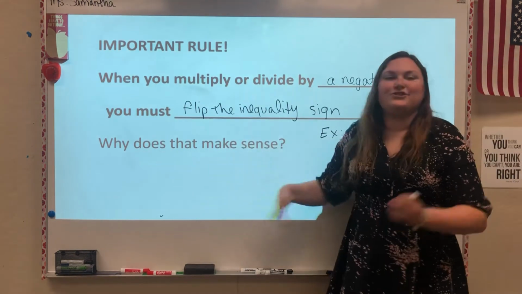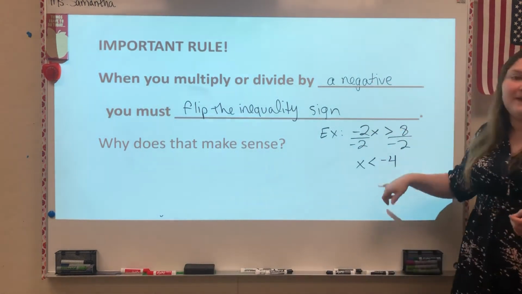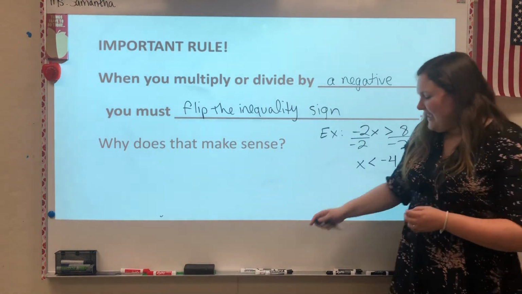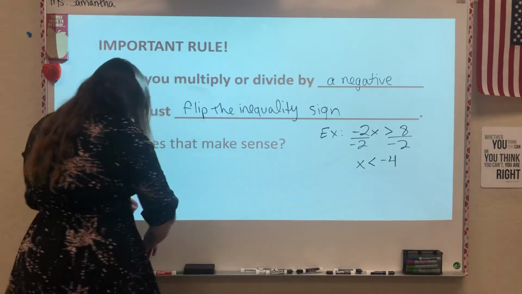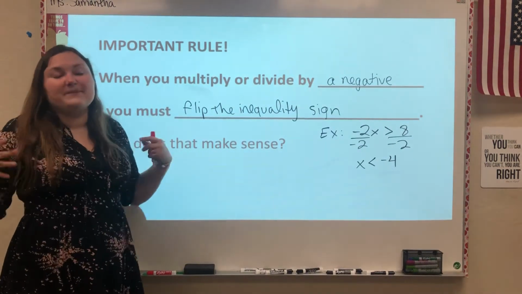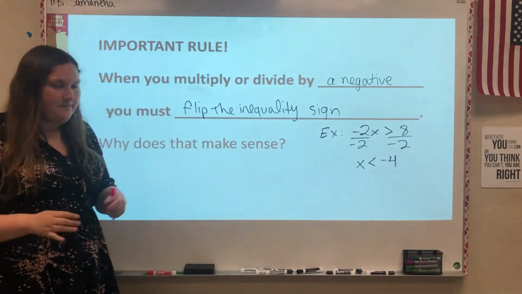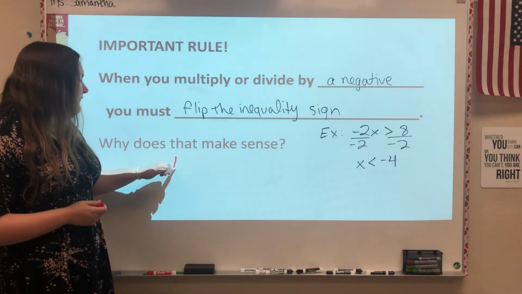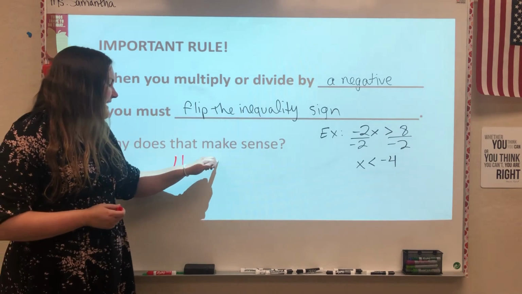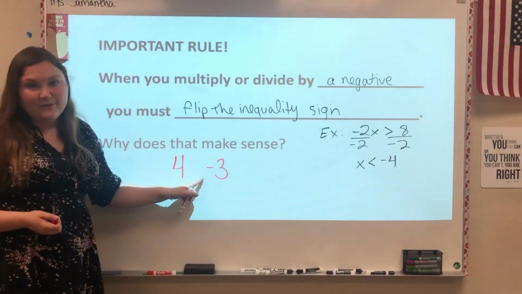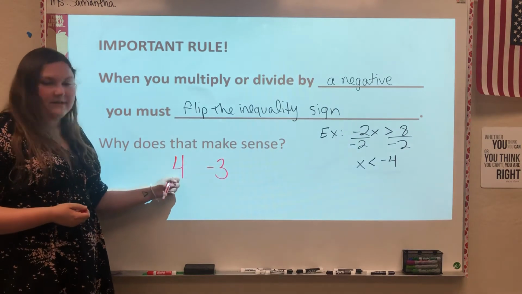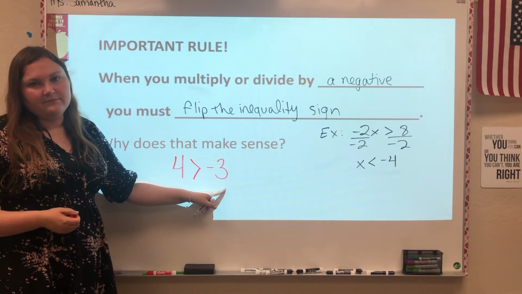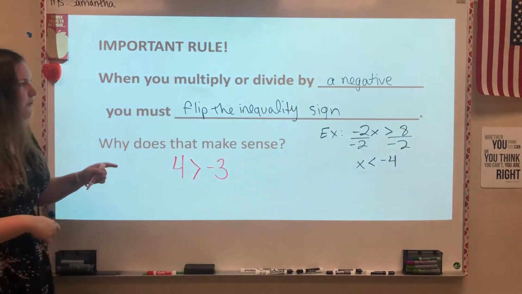Now you might have the question, why does that make sense? Why are we flipping inequality signs? It's more than just a rule. There's a reason why. To help you see the reason why, let's go back to numbers. Forget the variables for a second, just think about numbers. If I pick any two numbers, let's pick 4 and negative 3, I would want to say 4 is greater than negative 3. You agree?